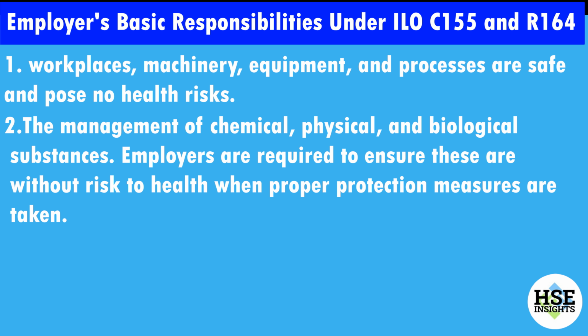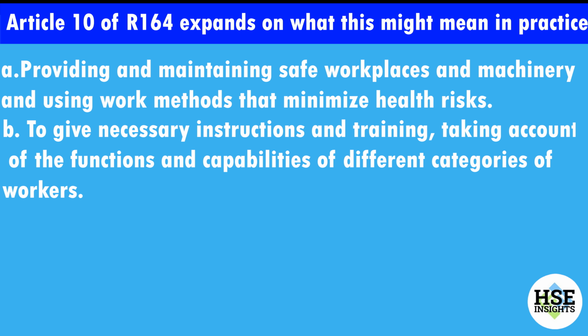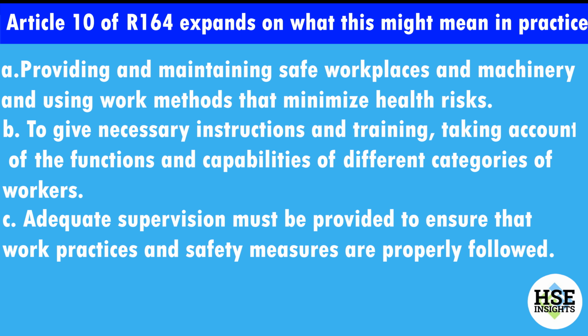Article 10 of R164 expands on what this might mean in practice. It identifies at least the following practices and obligations to meet the objectives of Article 16 of C155. This includes providing and maintaining safe workplaces and machinery and using work methods that minimize health risks. To give necessary instructions and training, taking account of the functions and capabilities of different categories of workers. Supervision plays a big role too. Adequate supervision must be provided to ensure that work practices and safety measures are properly followed.